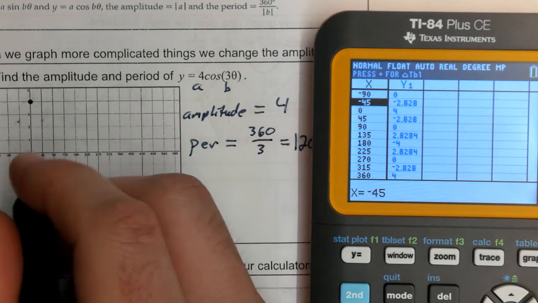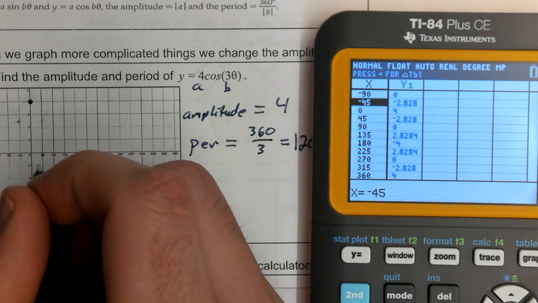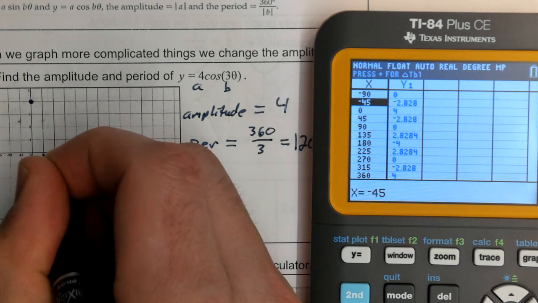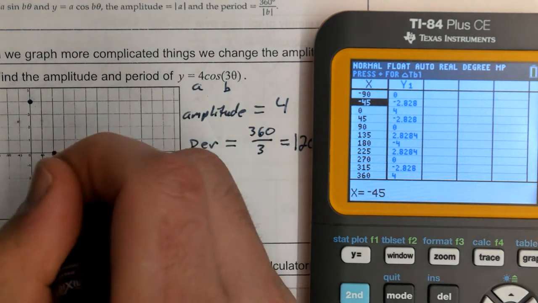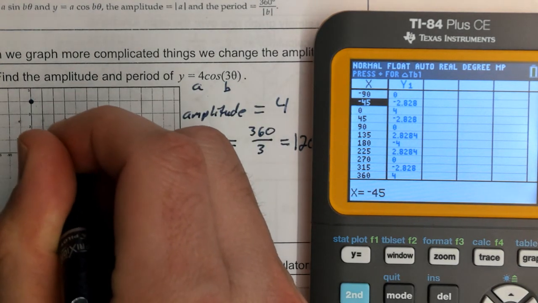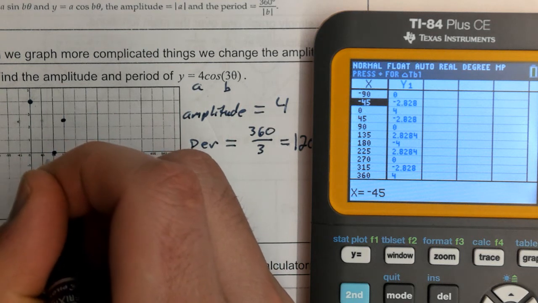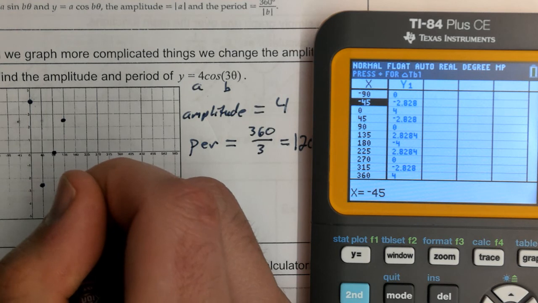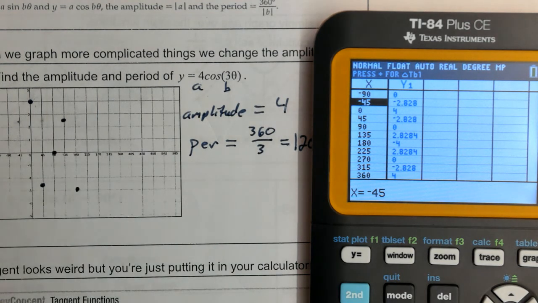At 90, it's at, oh, sorry, at 90, it's at 0. At 135, it's at positive 2.8. At 180, it's at negative 4. And so you can kind of see what's going on here.